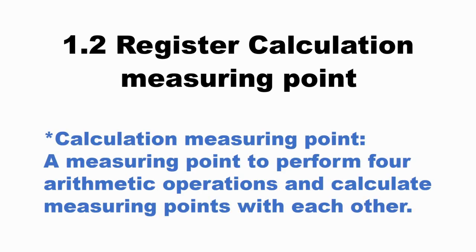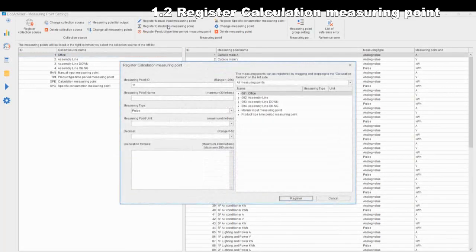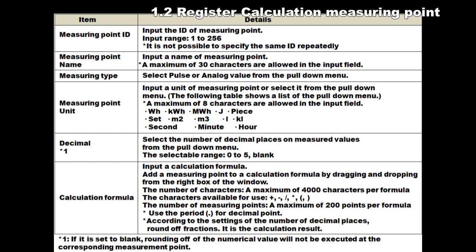Calculation measuring point means a measuring point to perform 4 arithmetic operations and calculate measuring points with each other. Click the Register Calculation Measuring Point button.